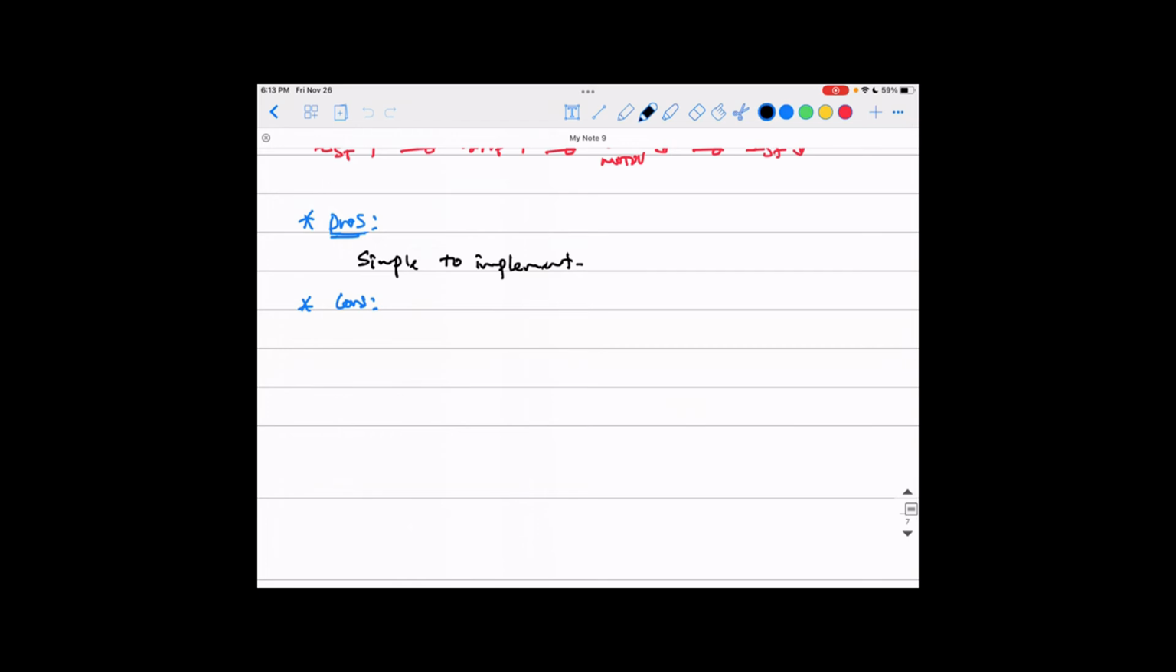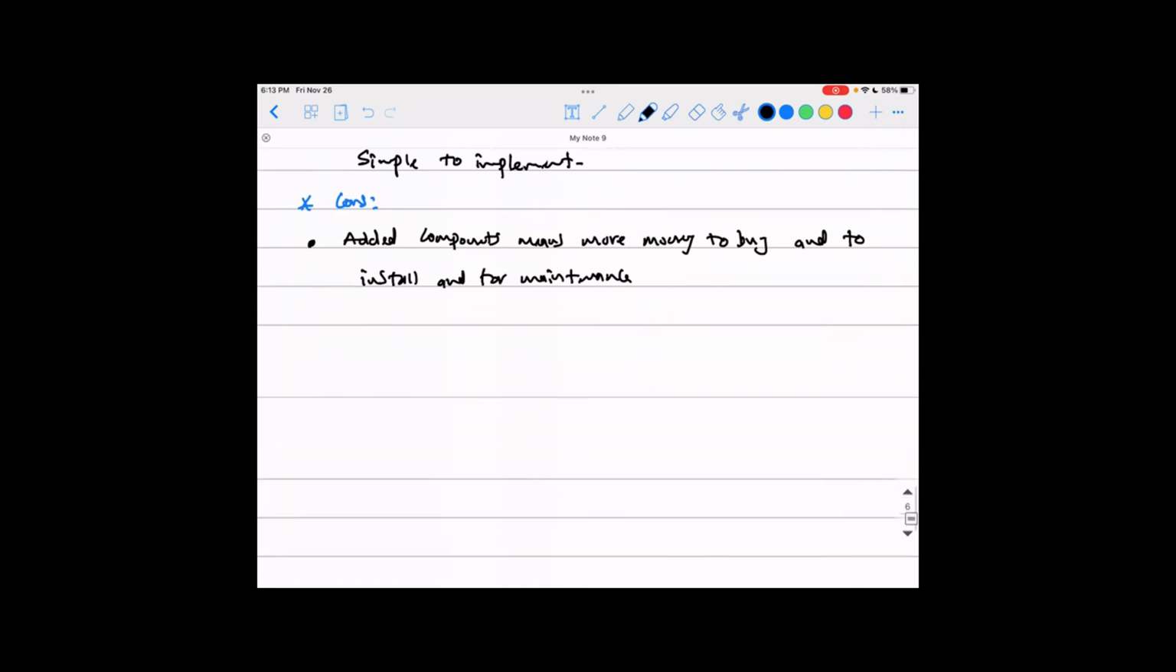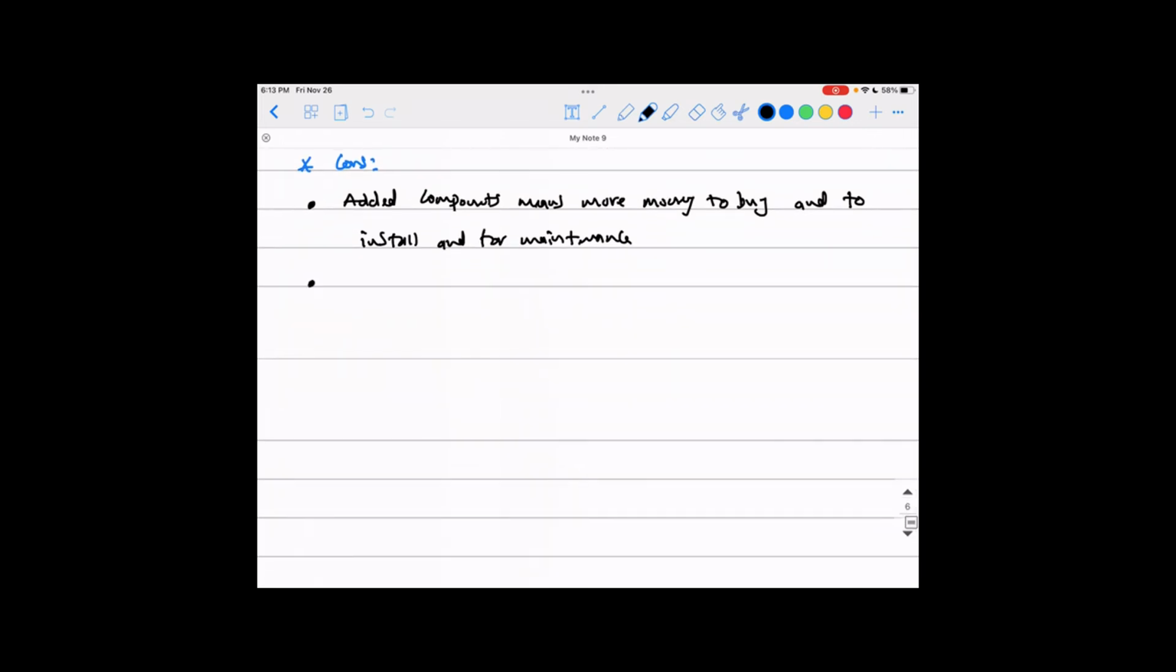What about the cons you're having here? First of all, added components means more money to buy, to install, and for maintenance. Okay, it's another component you're adding to your system, so it comes with a cost, it comes with an installation, you need to install it in some place, and that comes with maintenance cost and all this headache. Okay, guys, whatever component you want to add to the system.